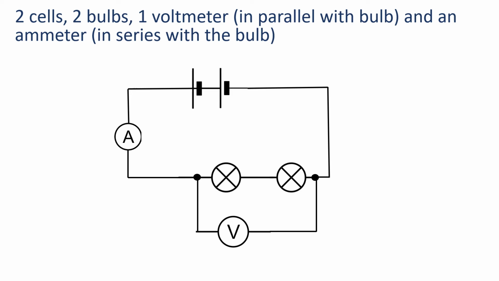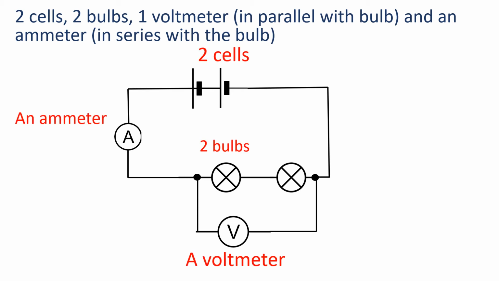Okay, so once you've done the first circuit, move on to the second circuit, which looks identical except for the addition of one more bulb. And you can see that bulb is in series with the other bulb. So again, two cells, two bulbs, an ammeter and a voltmeter, and you build that circuit.